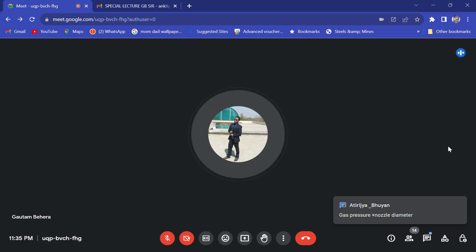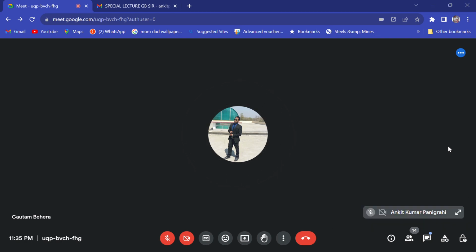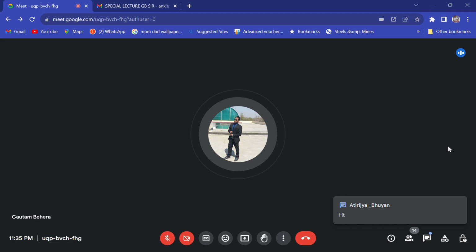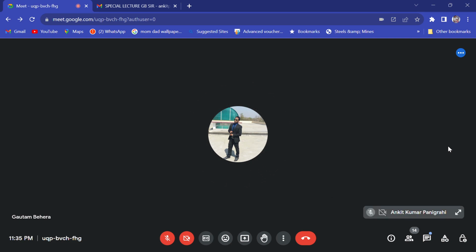Gas pressure into nozzle diameter divided by the height. Fine, very good. So the question will be: if you want to do decarbonization and if you want to do dephosphorization, then what should the JFN number be, high or low? For what? Can you answer me? They can ask you this question. This is a very important question.